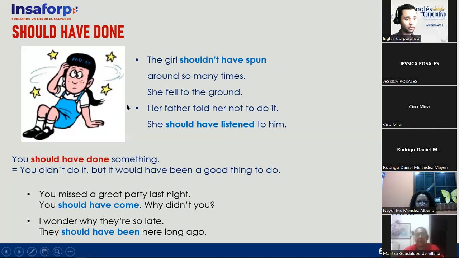She fell to the ground. You see the picture, right? She's on the ground. No fue una buena idea hacer eso, ¿verdad? Her father told her not to do it. Su padre le dijo que no lo hiciera. She should have listened to him. Ella debió haberle escuchado o debería haberle escuchado. So that's how you use it. You should have done something. That means you didn't do it, but it would have been a good thing to do. Es algo que usted no hizo, pero habría sido bueno que lo hiciera.